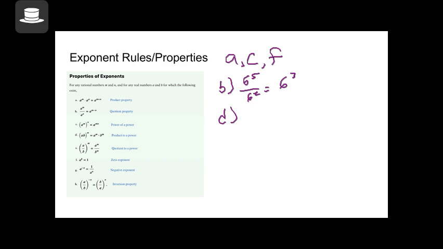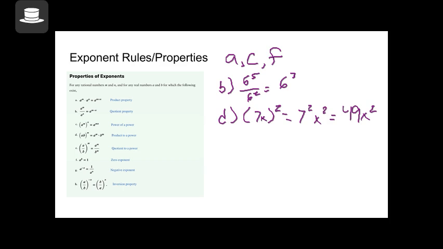All right, and talking about property D, if I have two things that are being multiplied together inside of the parentheses, so they're both being raised to the power, then all I have to do is raise each one of those to the power. So let's say I had 7x and that whole quantity is being squared, then I can just say, well, that's 7 squared times x squared. 7 squared is 49. So that's 49x squared. So that's just an example of property D.